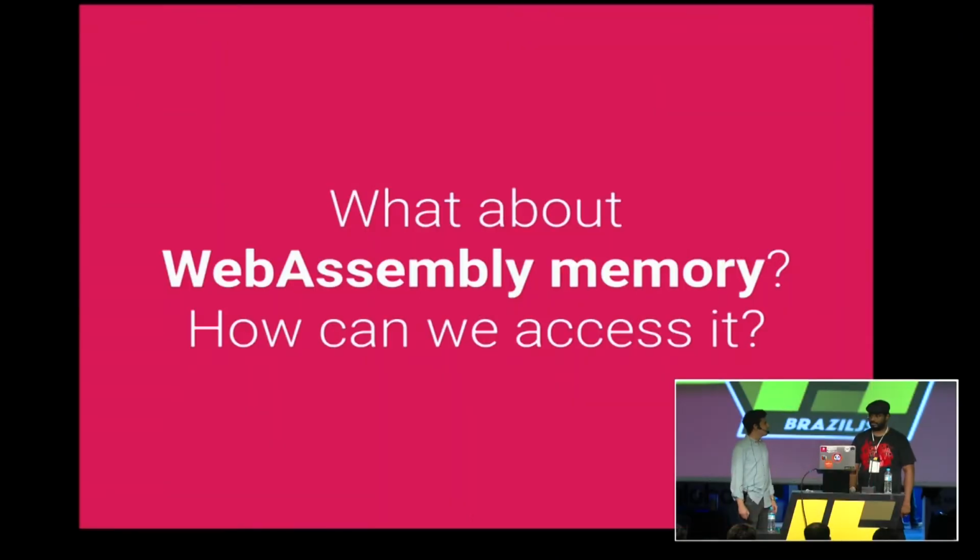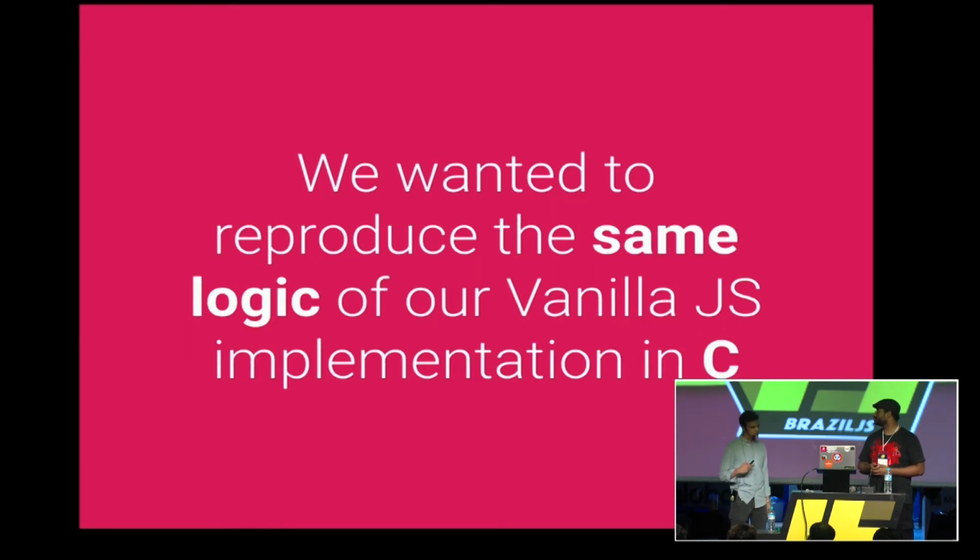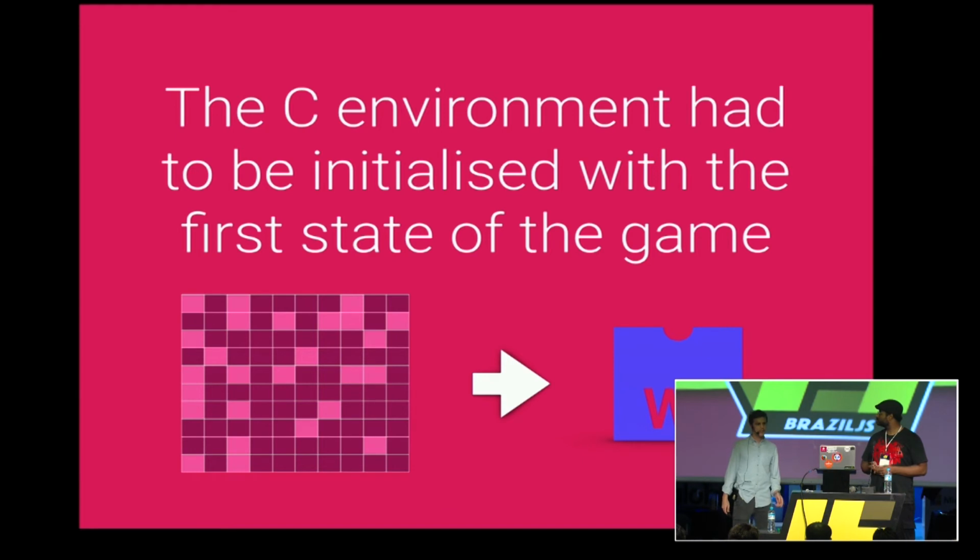So what about WebAssembly Memory? We mentioned it before. How can we access it? We wanted to reproduce the same logic of our vanilla JS in C. So we rewrote the environment component in C with this idea in mind. Since the app is able to instantiate the game with an initial state, we needed to allow our JS code to write into WebAssembly Memory.